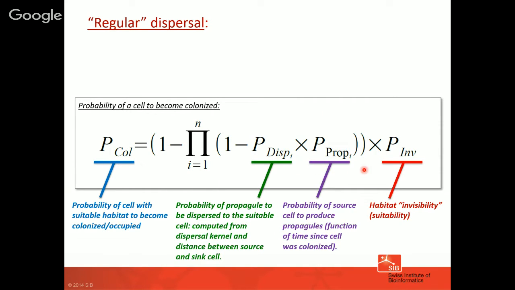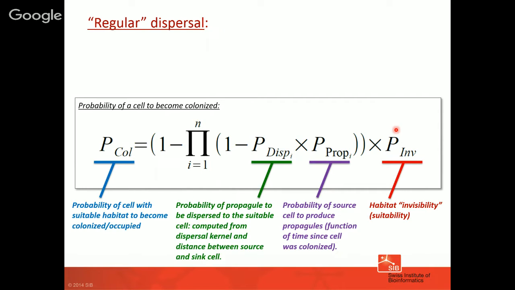There's also the probability that source cells produce propagules. As I said in the beginning, this is one of the input parameters where you can say, for instance, it will take a species five years before it starts producing propagules. So during the first five years, this probability would be zero, and thus a new cell cannot be colonized. And finally, you also have the probability of habitat invasibility. Sorry, I misspelled that.